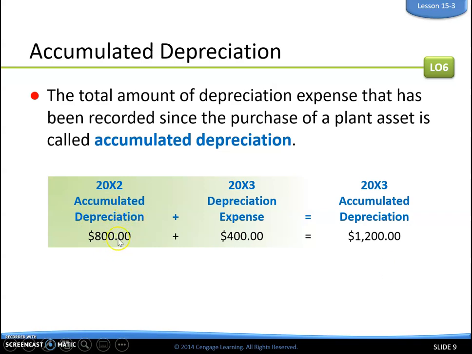So after year 2, we had $800 of accumulated depreciation. Year 3, that plant asset depreciated by another $400. We're adding these two numbers together. After year 3, our accumulated depreciation is now $1,200.